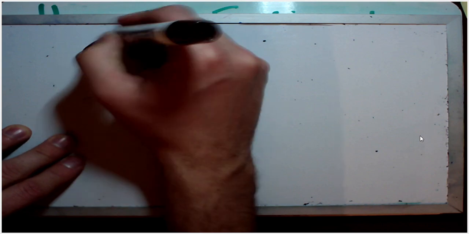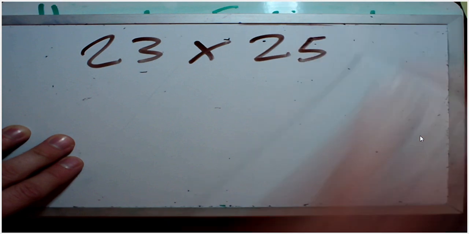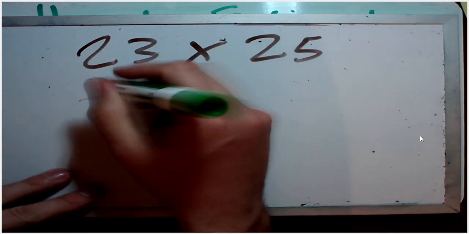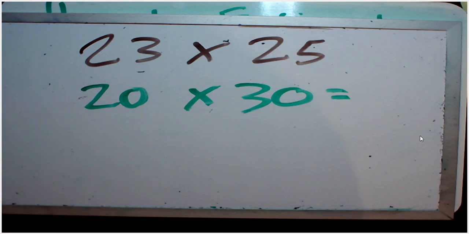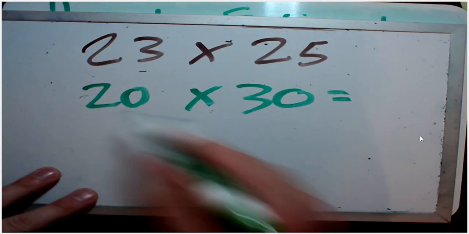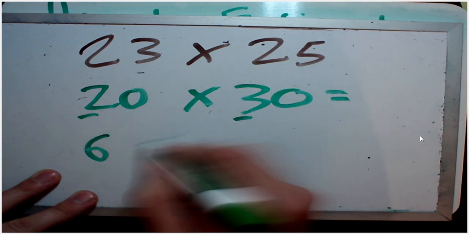See if you can round to solve. Give me an estimation for 23 times 25. Go ahead and pause the video now and round. What did you round it to? Did you round it to 20 times 30? That would probably give you the best estimation, since this 5 is telling me to give that a shove to 30. We know that 2 times 3 is 6. Add my zeros, 600.